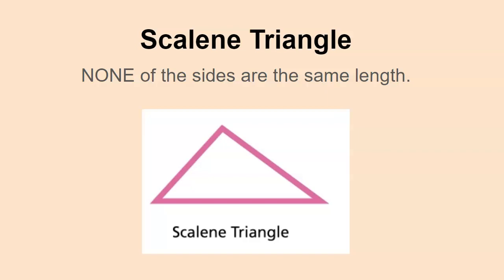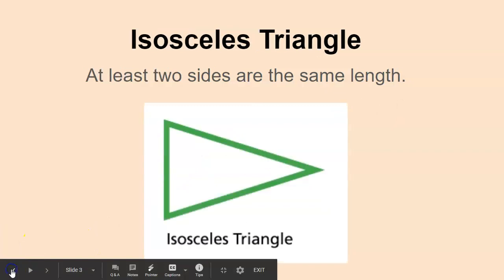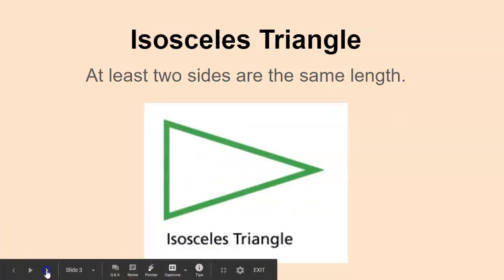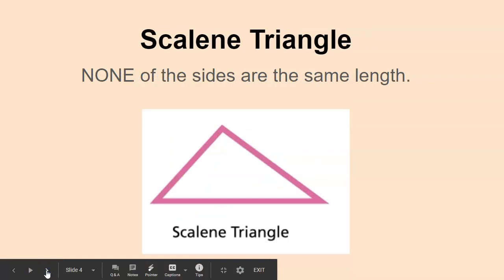Okay, so those are the ways that we classify the lengths, the sides. So for the sides, we have the equilateral, the isosceles, and the scalene. Now, there are also ways to classify triangles by angles, okay?